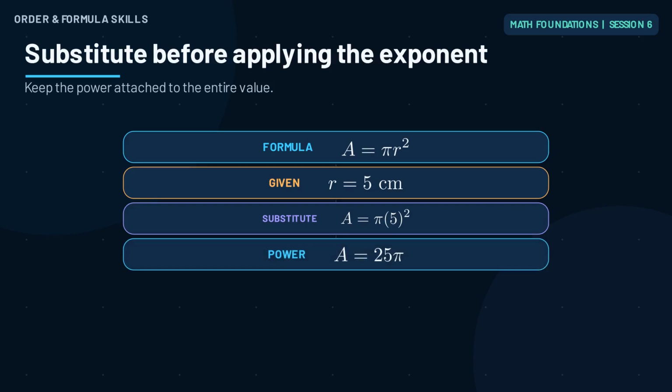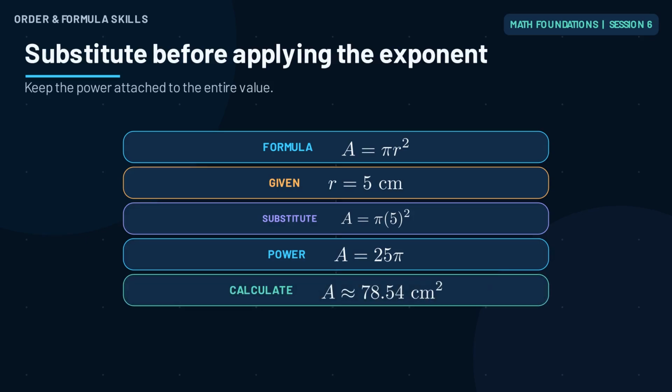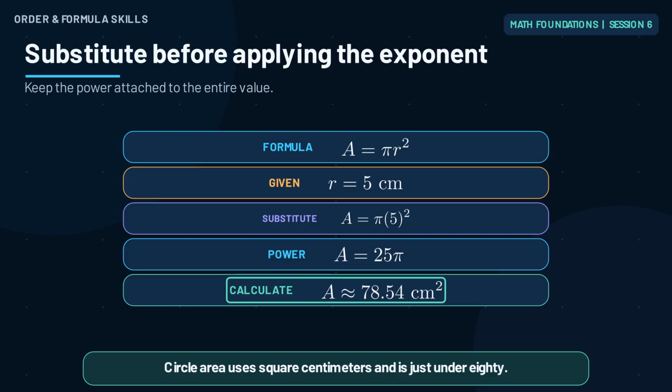Square the radius before multiplying by pi, so 5 squared becomes 25. 25 pi is approximately 78.54. The area is about 78.54 square centimeters. Area requires square units, and the answer is slightly less than 80, which is reasonable. Keep the exponent attached to the substituted quantity.